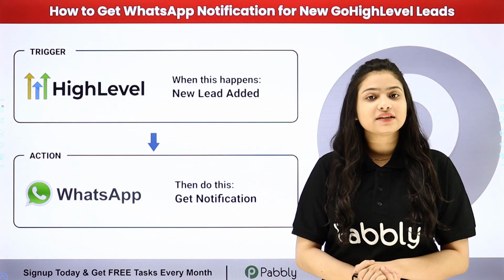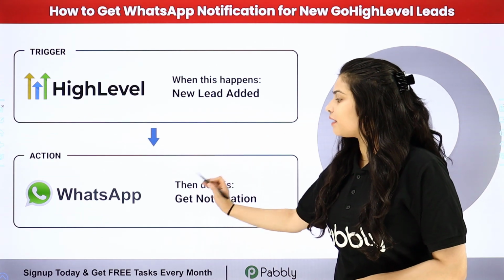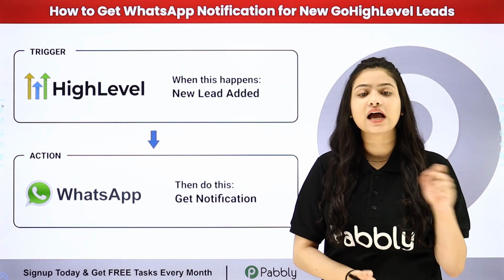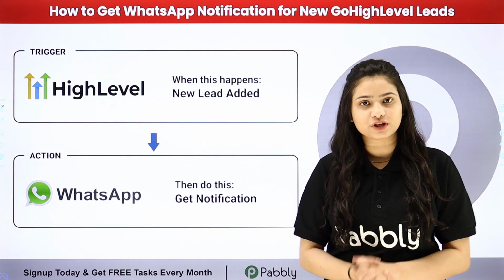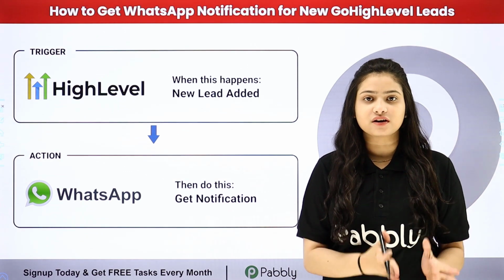So how are we going to automate this entire process? For this, we will have to set up a connection between GoHighLevel CRM and WhatsApp, and that we are going to do without any coding or programming skills with the help of Pabbly Connect, which is an amazing automation and integration software. So Pabbly Connect works on two principles, trigger and action.